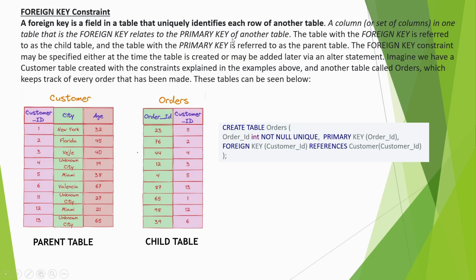The next constraint is foreign key. The foreign key is nothing but a column which acts as a primary key in its own table and is referred to as a foreign key from another table. Suppose we have a customer table and an orders table. In the customer table, customer ID is the primary key, whereas order ID is the primary key in the orders table. The foreign key is the customer ID in the orders table, whereas customer ID is a primary key in the customers table.